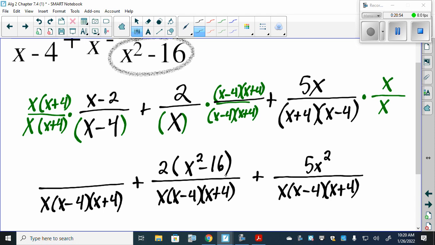There's no real point to multiply using the distributive property: x times x, x times 4, negative 4 times x, and negative 4 times 4. Since we know it's supposed to go back to x squared minus 16, that's where we got the factors from.